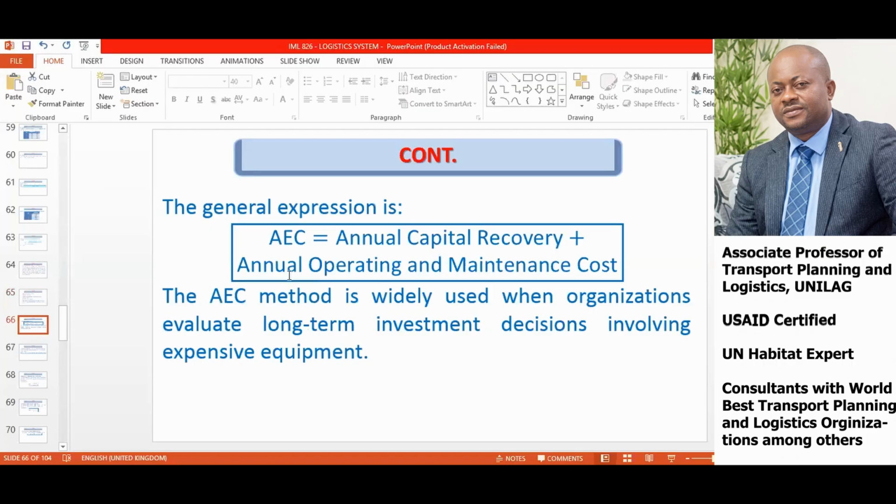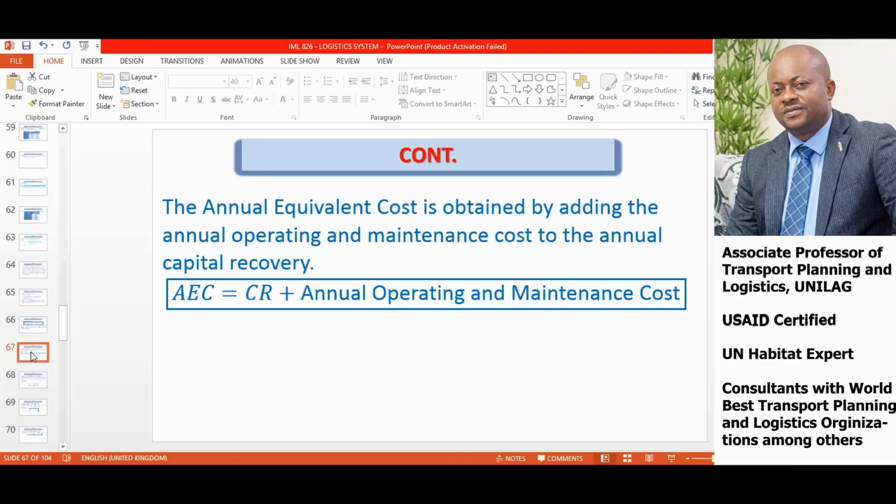I don't want you to write this formula. I will give you the one that has put this as CR, but you can still copy this. The AEC method is widely used when organizations evaluate long-term investment decisions involving expensive equipment. Just like you have identified, this is more robust than the first one. Now, look at this formula. Please quickly write down this formula in your notes and hold your calculators by your side.